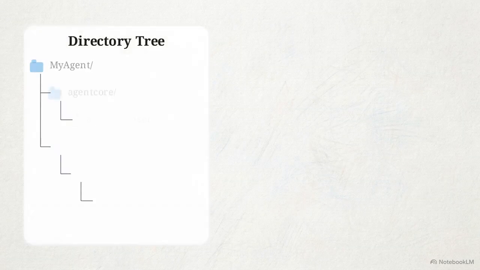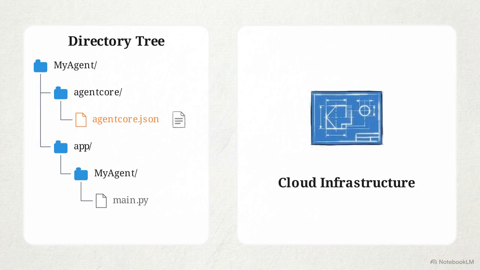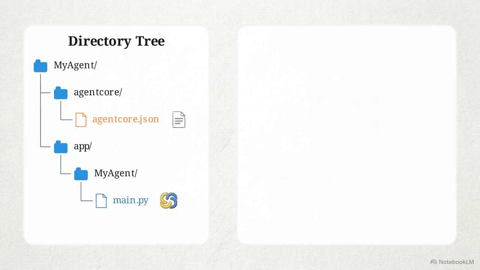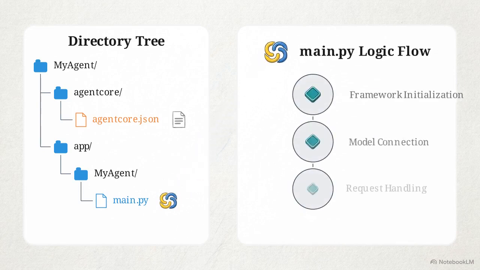Looking at this generated directory tree, you will see two vital pieces. The agentcore.json file holds your project's configuration, which dictates how the cloud resources will be built. Below that, inside the app folder, is main.py, your actual executable code. Inside that Python file, the CLI has already written the starter code. It imports the Strands framework, initializes the Bedrock model connection, and sets up the basic request handler for incoming prompts.